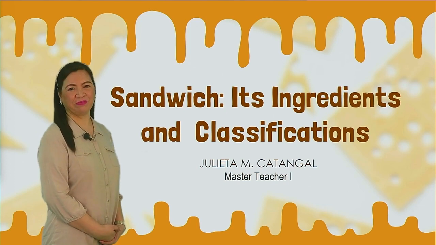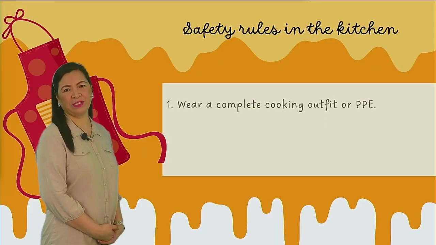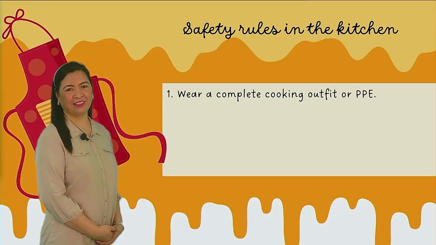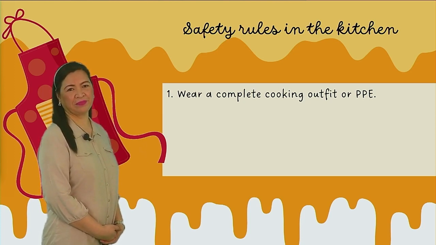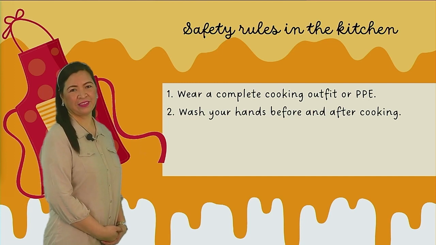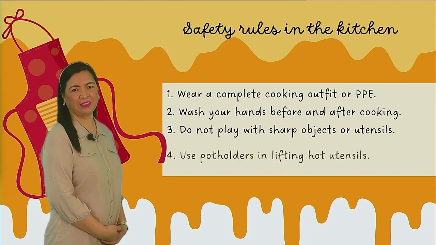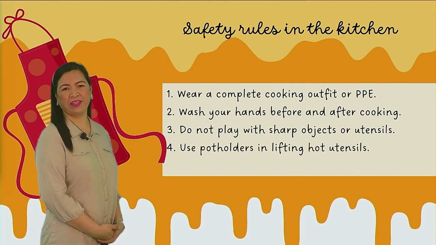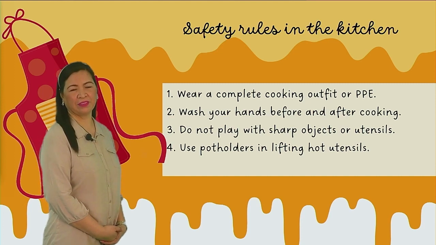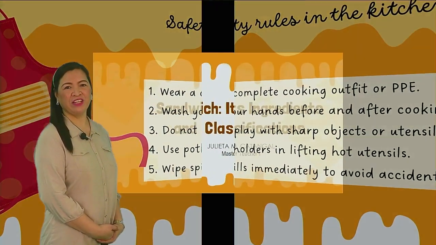But before that, Fernandino teens, do not forget the following safety rules in the kitchen. Wear a complete cooking outfit or PPE. Wash your hands before and after cooking. Do not play with sharp objects or utensils. Use pot holders in lifting hot utensils. Wipe spills immediately to avoid accidents. Let us now watch the videos I have prepared for you.